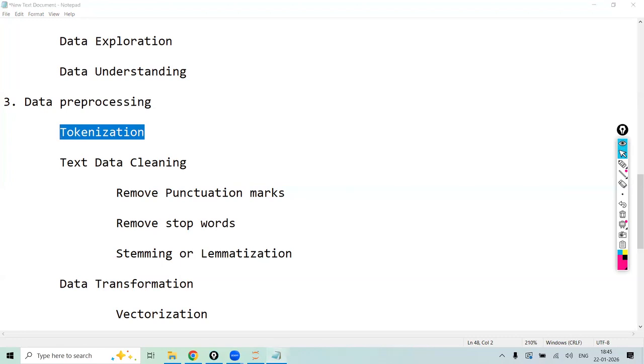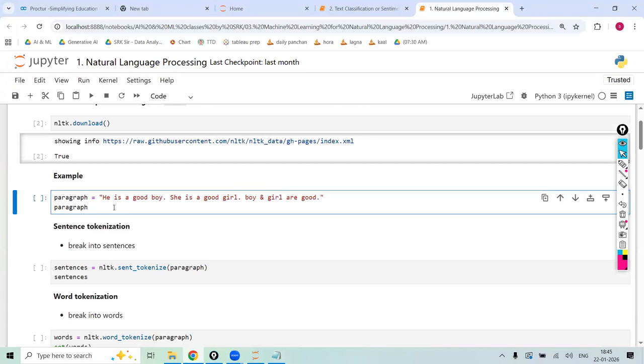So, what parts? For example, here I'm considering an example, which as we know is a string. He is a good boy and she is a good girl. Boy and girl are good. Let's assume this is one sentence. Multiple sentences can be in a single-line string or a multi-line string. If it is a multi-line string, triple quotes open, triple quotes close. If it is a single-line string, single quote open, single quote close.